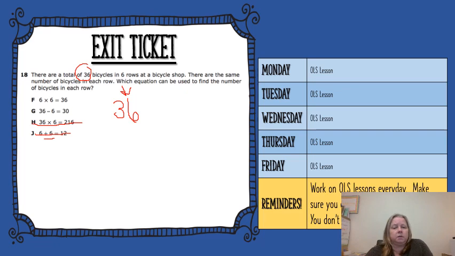All right, so that leaves 6 times 6 is 36, or 36 take away 6 is equal to 30. Did it say they were taking away bicycles? No, they're putting them on in a row. So we're not taking away bicycles. Look at that, how easy that was. F is your best answer. You have 6 bicycles, 6 rows, and you get 36.